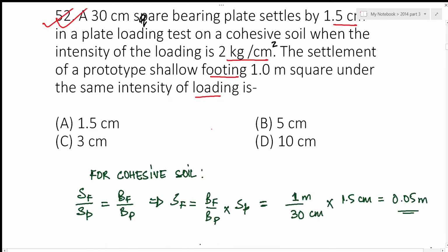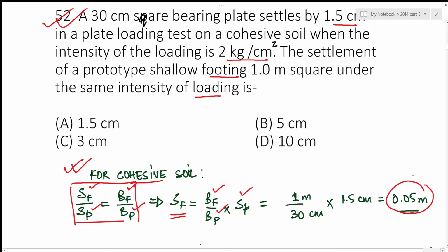Now a very simple formula is used for this numerical. For cohesive soil, SF by SP is equal to BF by BP, where SF is the settlement of foundation, SP is the settlement of plate, BF is the width of foundation and BP is the width of plate. And we need to find out the settlement of foundation. We just need to replace the values of BF, BP and SP, and the result would come out to be 0.05 meter or 5 centimeter. So the settlement of foundation according to this question is 5 centimeter.